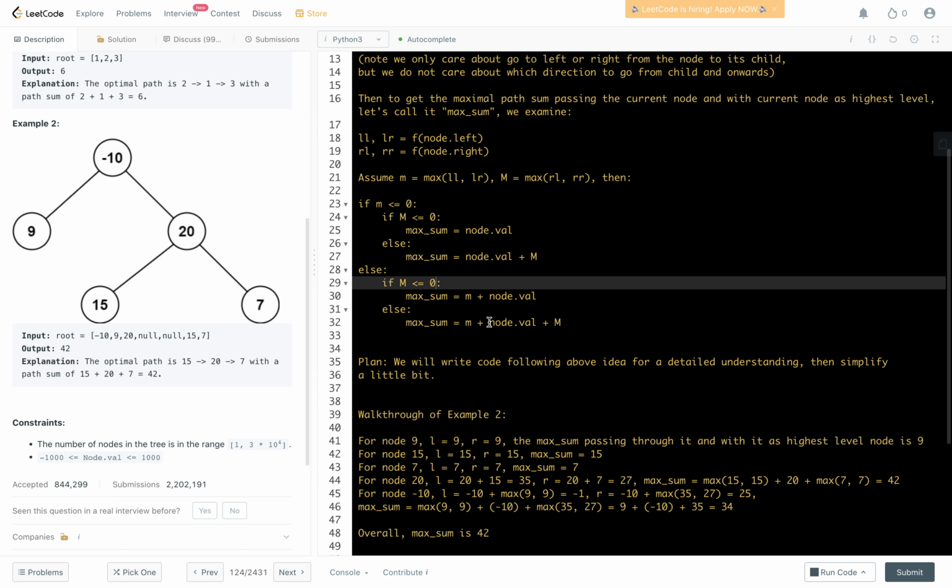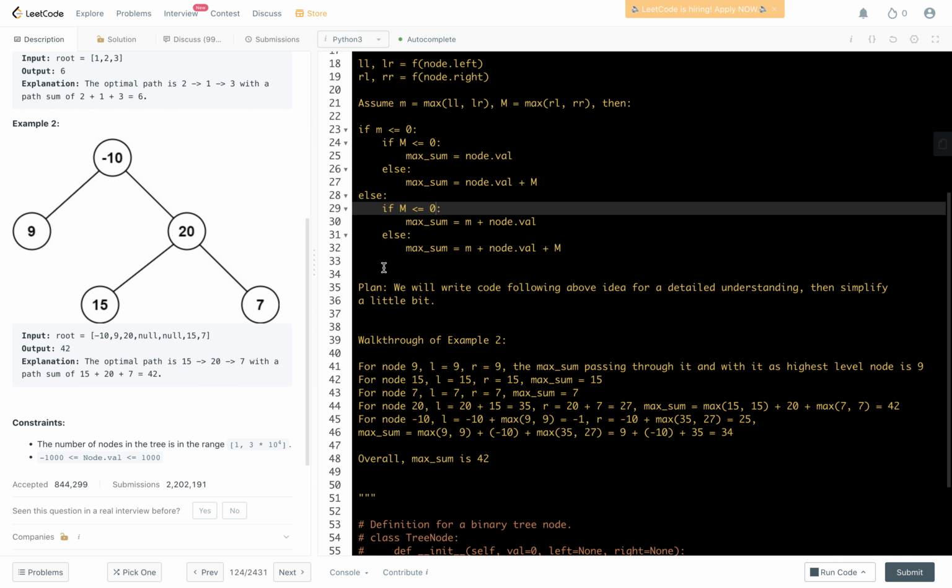Otherwise, if the capital M is positive, then we can extend our route, our path from the current node to both left and right, downwards. So the maximum sum will be the sum of the three pieces of information, little m, node value, and capital M. So that's the full detail.